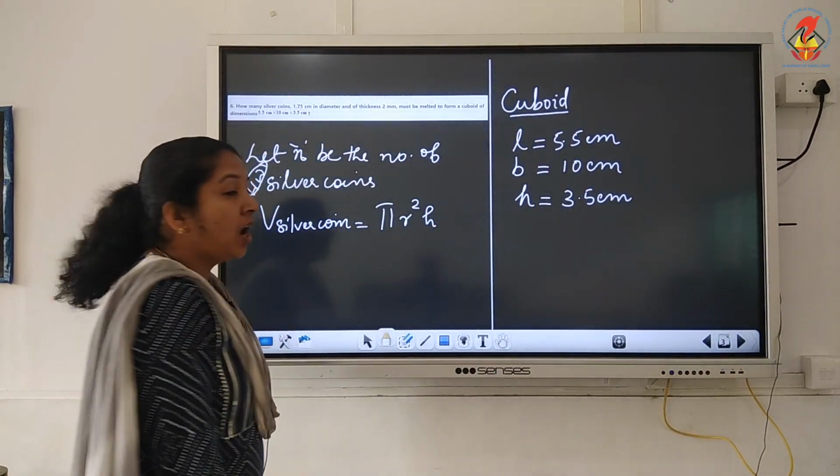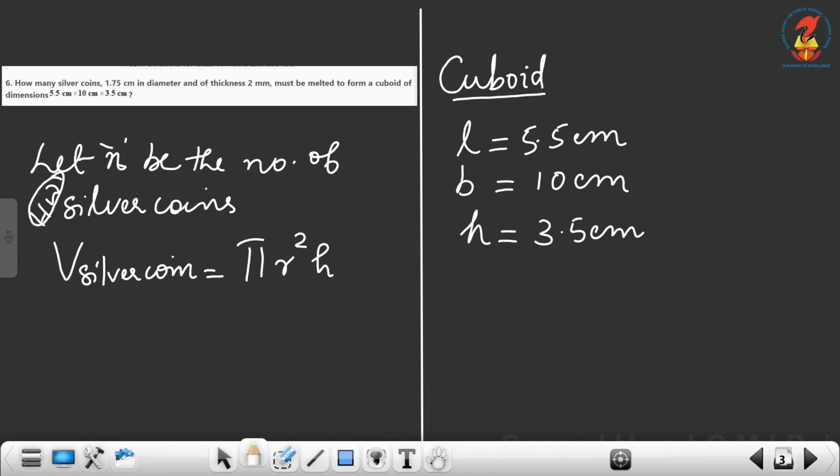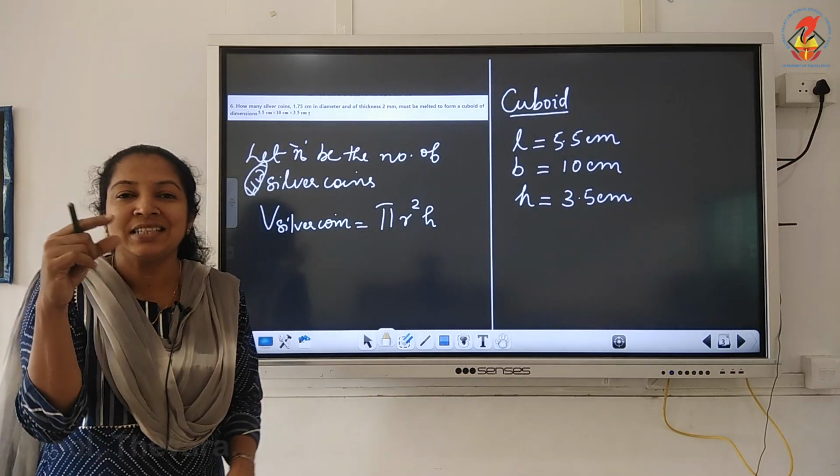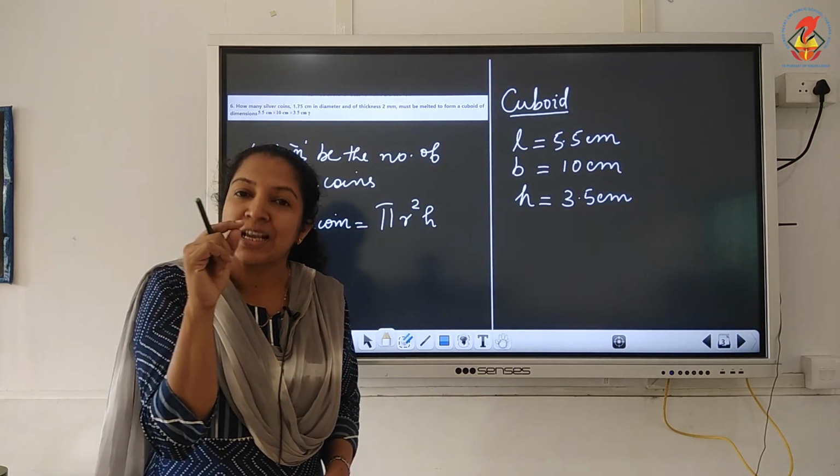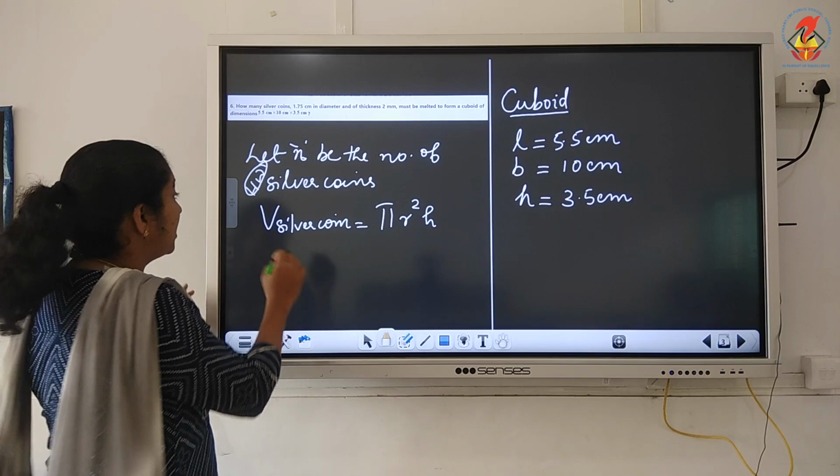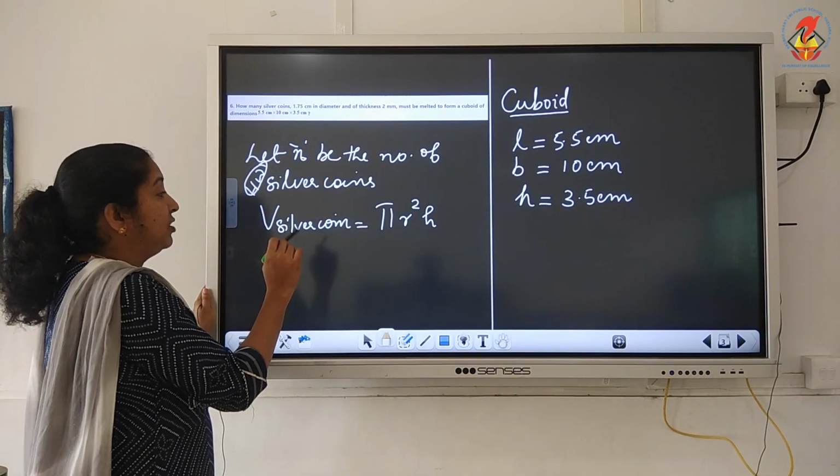Next question. How many silver coins 1.75 centimeter in diameter and of thickness 2 millimeter must be melted to form a cuboid of dimensions 5.5 centimeter by 10 centimeter by 3.5 centimeter. Coin means it has some thickness. So it is actually a cylinder. So we are taking the coin as a cylinder.